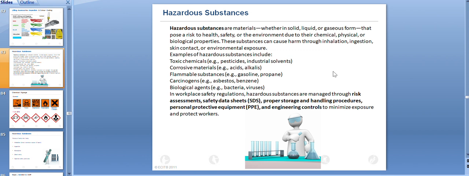In workplace safety regulation, hazardous substances are managed through risk assessments, safety data sheets (SDS), proper storage and handling, personal protective equipment, and engineering controls to minimize exposure to the workers. So now we have to take care of the MSDS, yes, SDS, either SDS or MSDS, material safety data sheet or safety data sheet. For any kind of hazardous chemical, any manufacturing company, once they are making or preparing it, they issue one safety data sheet.